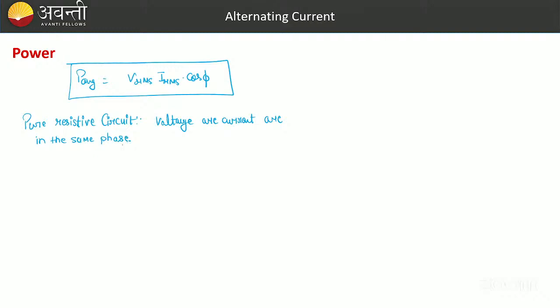So if they are in the same phase, like this is the voltage line, in the same direction we have the current line. The angle between them will become 0. So here we can say that phi, the angle that we require to calculate the power factor, will become 0 degrees. Okay, because there is no phase difference.